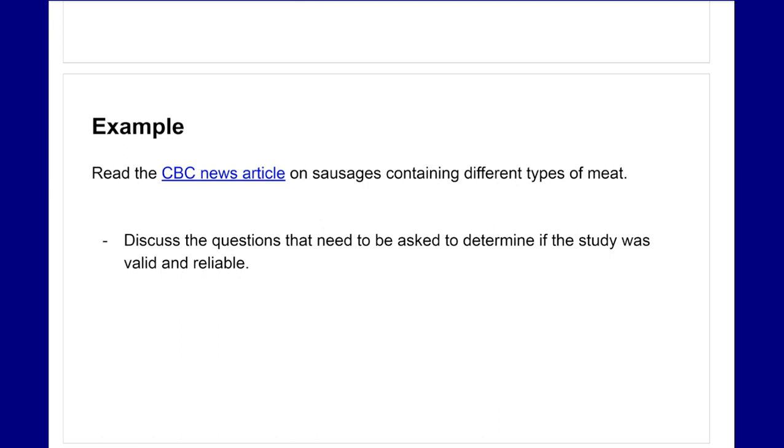This can vary from person to person. You might not get the same answers as someone else, but I want you to think about those questions, because that's what you should be thinking about anytime you're reading an article. How valid and how reliable is what they're telling us?